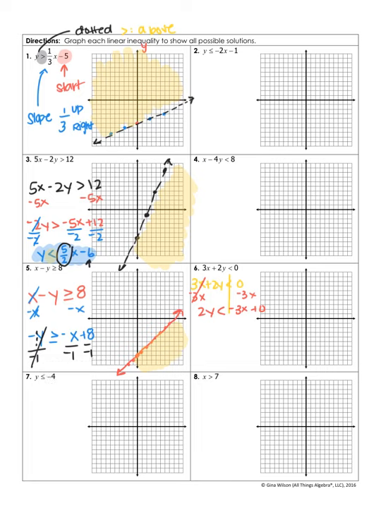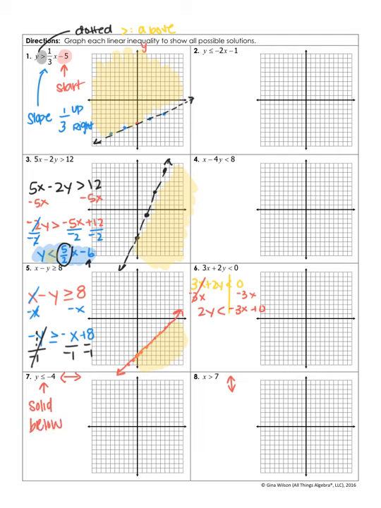All right, last 2. So number 7 says y is greater than or equal to negative 4. We know it's either going to be a straight up and down line or side to side. We have to remember: y equals anything is going to be side to side. If it's x equals, like number 8, it's going to be up and down. So since it is less than or equal to, that means I need to draw a solid line, and it's less than, so I have to shade below.